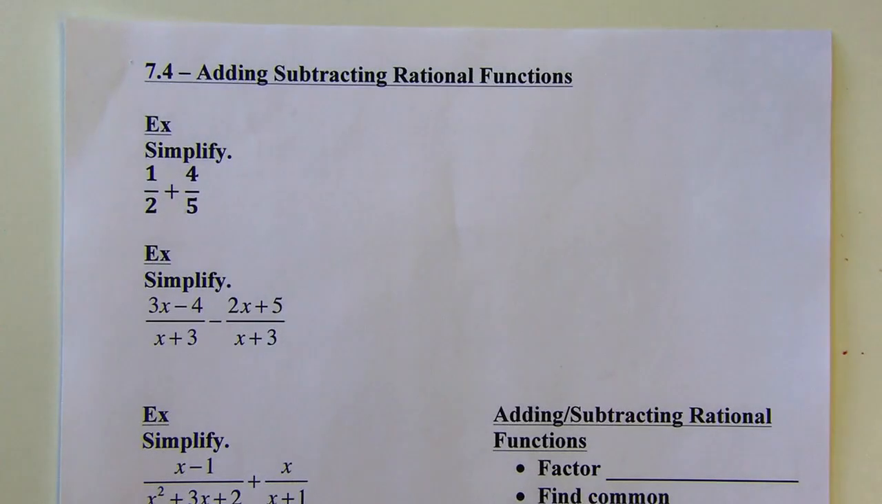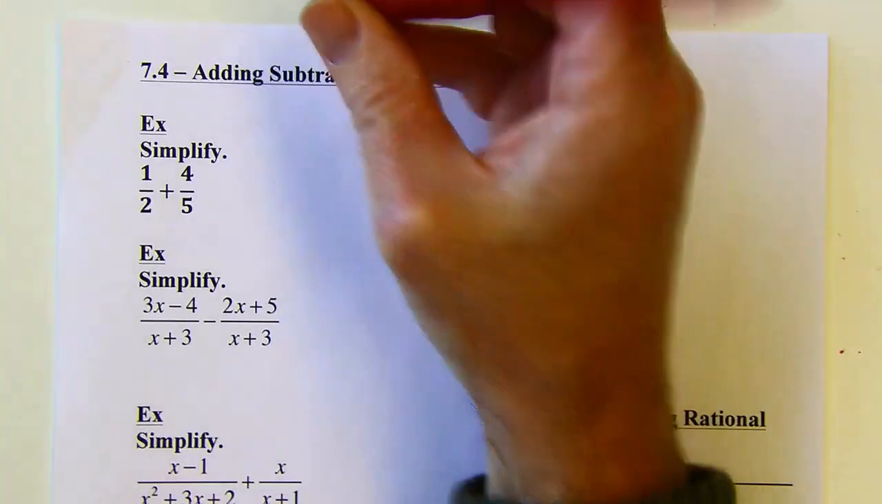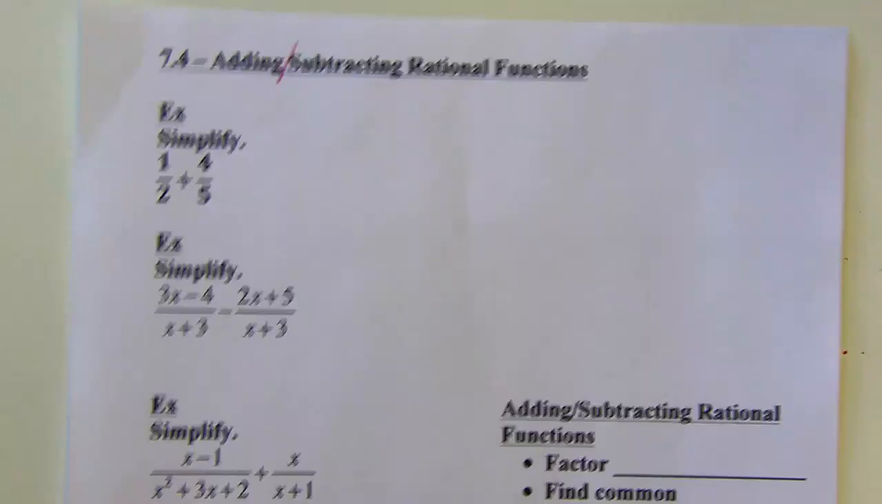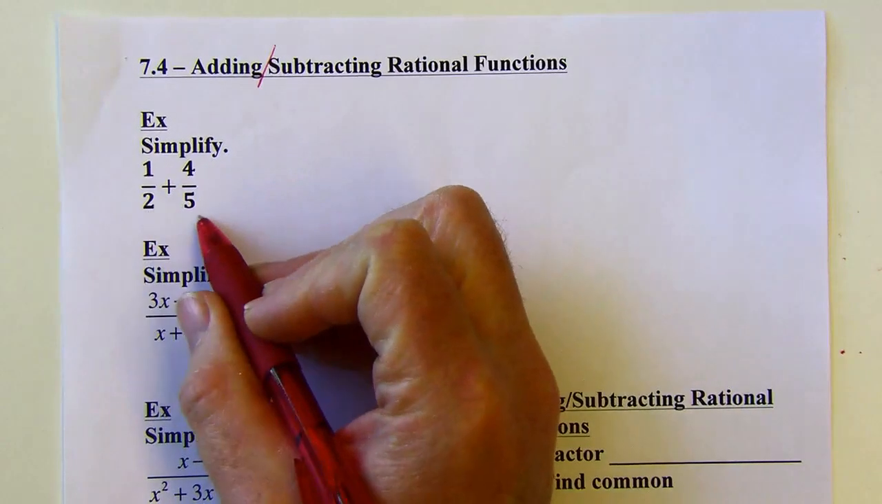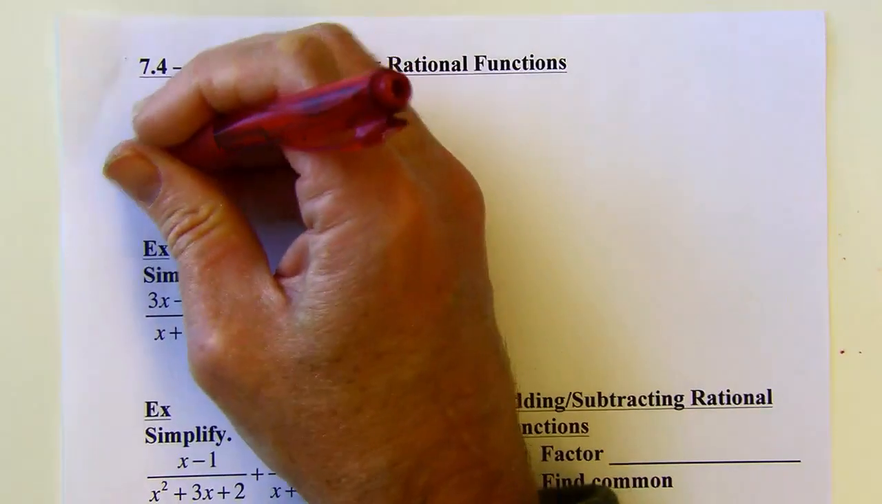Okay, let's add and subtract some rational functions. This should say adding and subtracting. Okay, so we need a common denominator when we're adding fractions. So I'm thinking, what do 2 and 5 both go into? Well, they both go into 10.